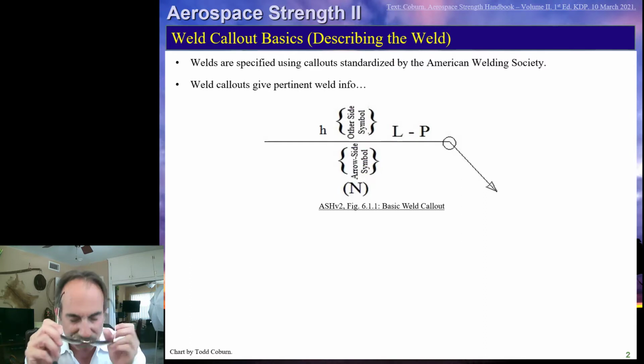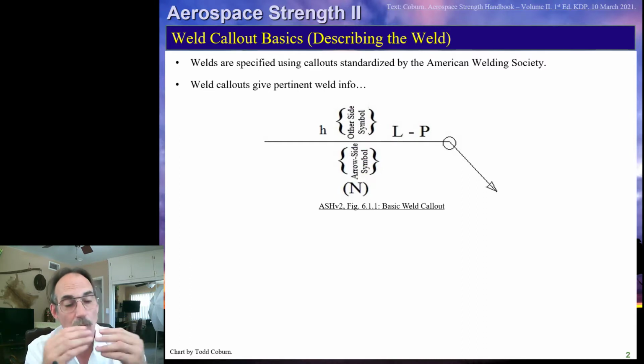The other piece of information we see here is this little circle right at the joining of the leader line with the horizontal line. That little circle is the all-around symbol.